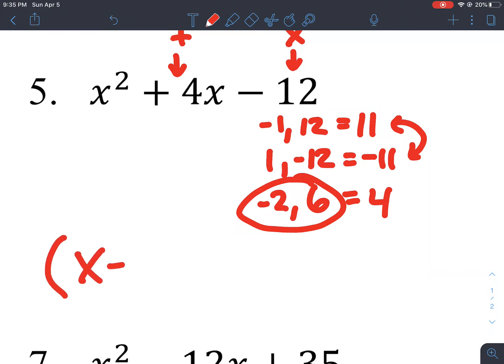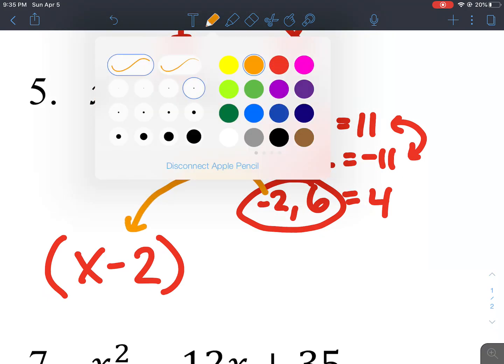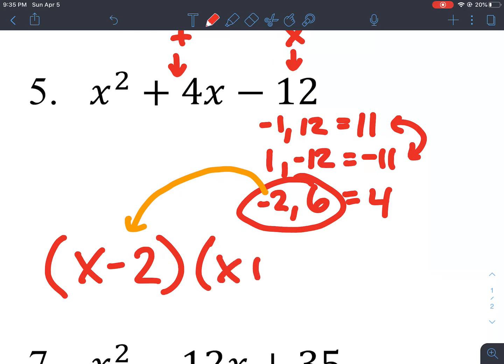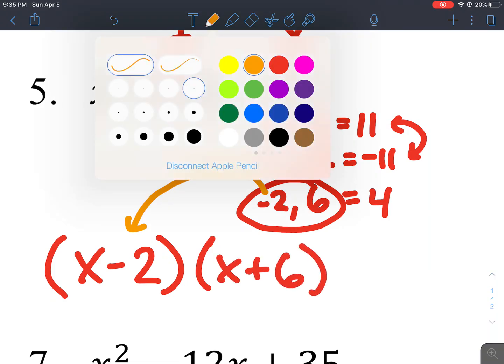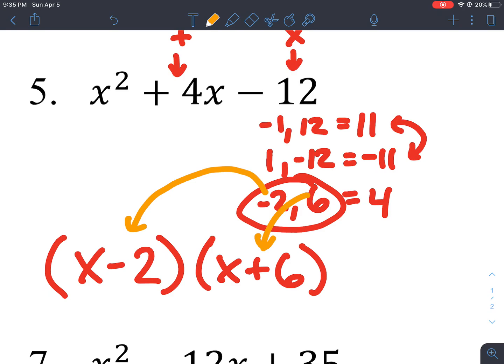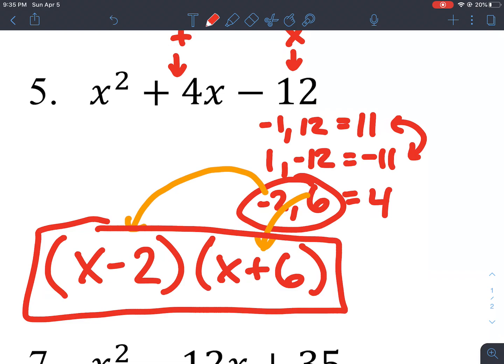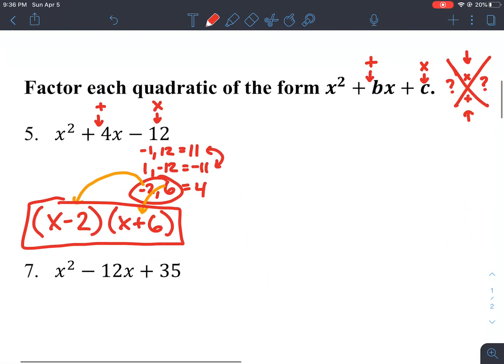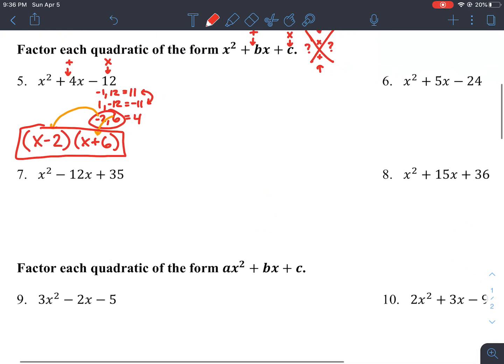So in our first set of parentheses, that's going to be x minus 2. We're just taking this minus 2 and putting it in right there. And then x plus 6, taking the positive 6, dropping it in there. This right here is our final answer: x minus 2 times x plus 6. Okay, so that's factoring x squared plus bx plus c. You've got 3 more examples you'll need to practice on your own.